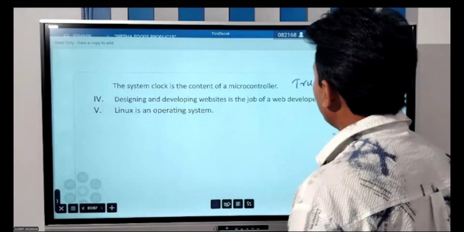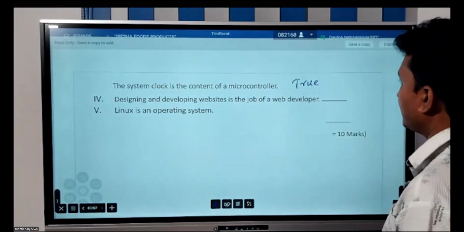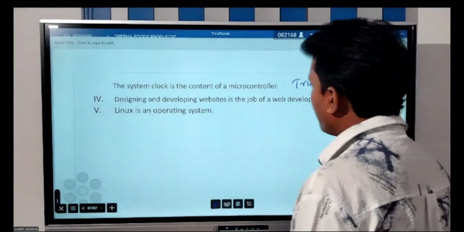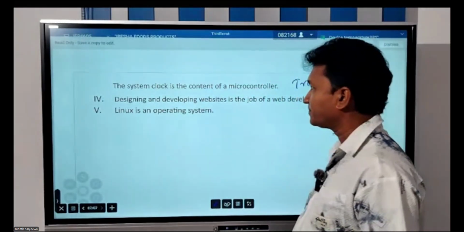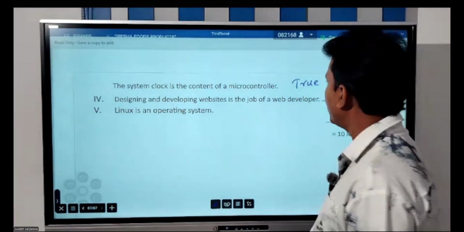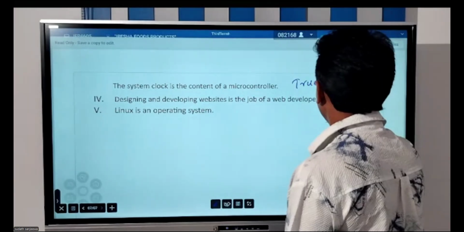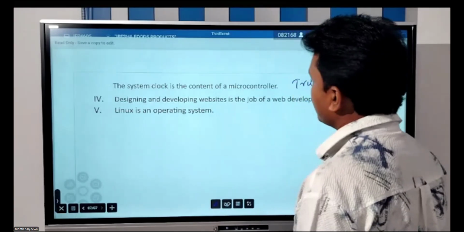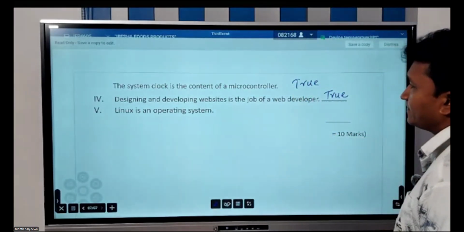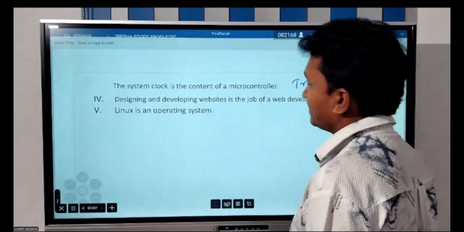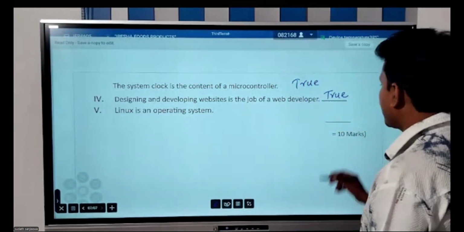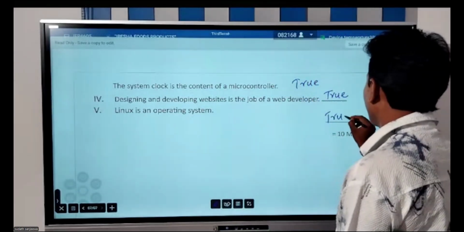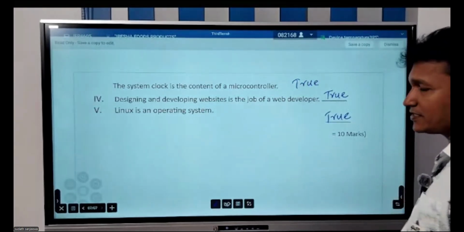Designing and developing websites is the job of a web developer. True, yes. Linux is an operating system. Yes, true.